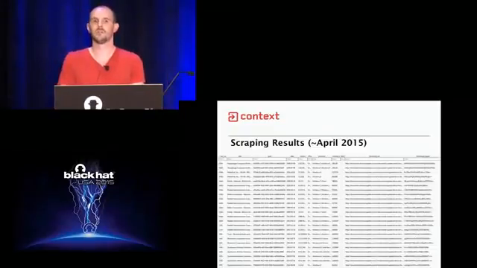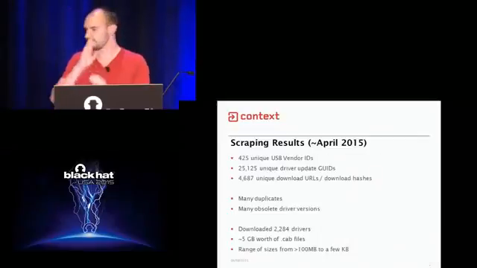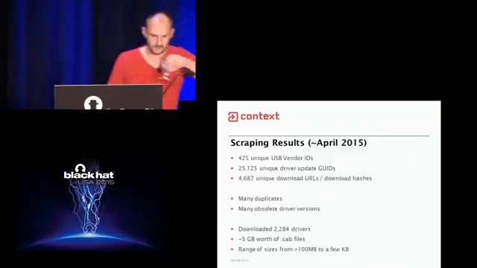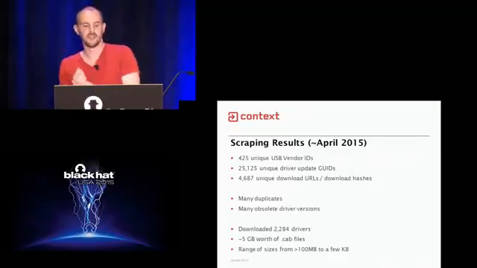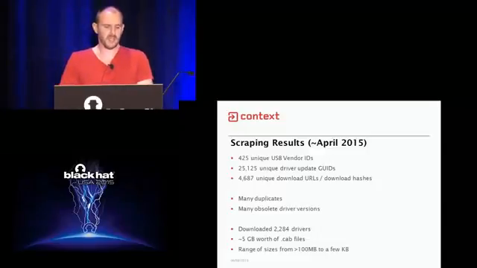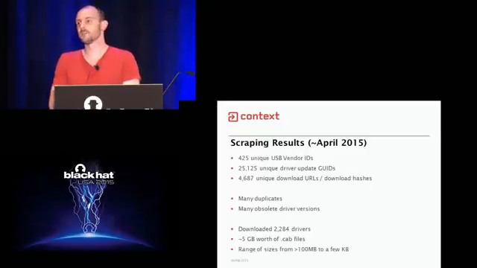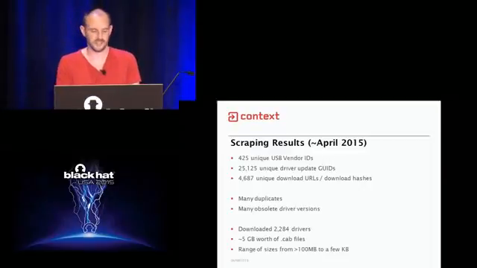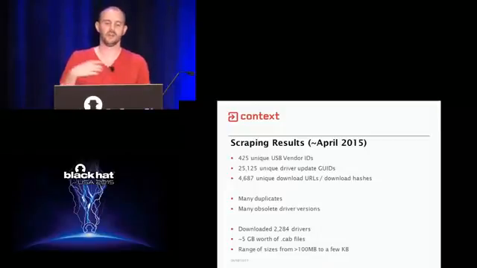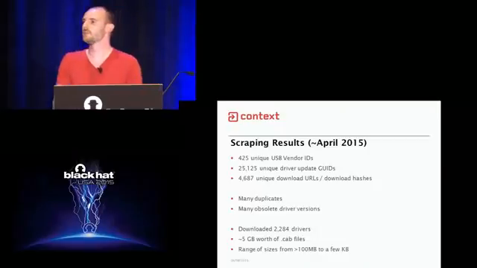So we did this work back in April of this year. We created this database. So the results from the initial database scrape: we identified 425 vendors that have updates on Windows Update, and 25,125 unique driver update GUIDs. That actually boils down to a much smaller number, only 4,600 unique downloads and download hashes. But still, in there's a lot of duplicates and obsolete driver versions and things like that. So in the end, we whittled it down to 2,284 drivers for download.